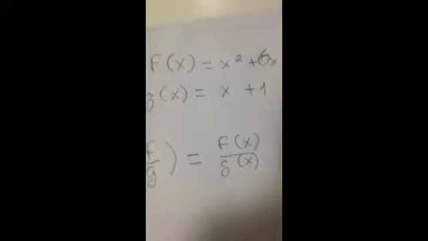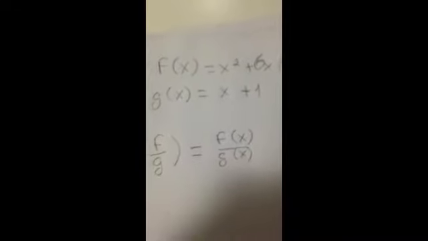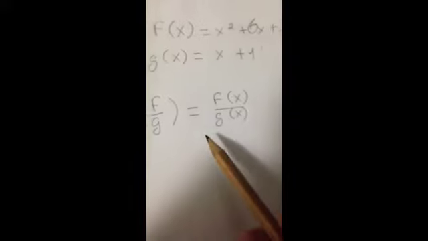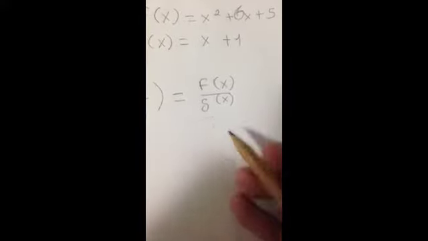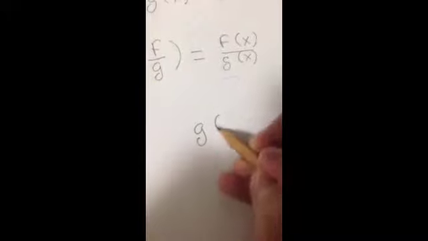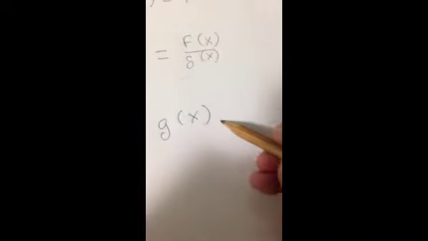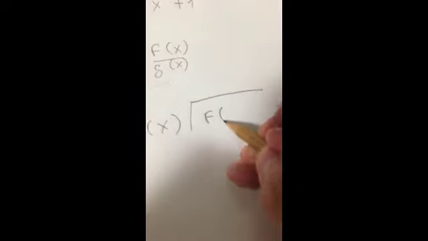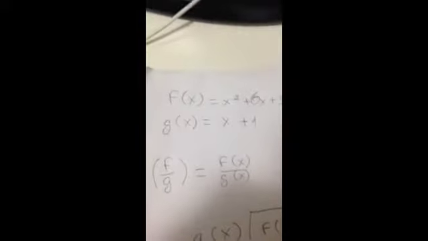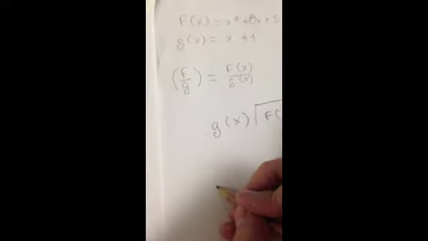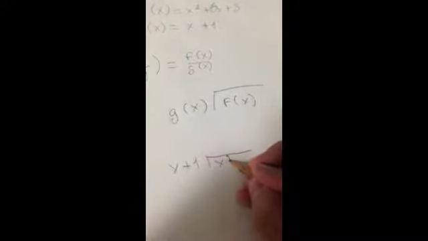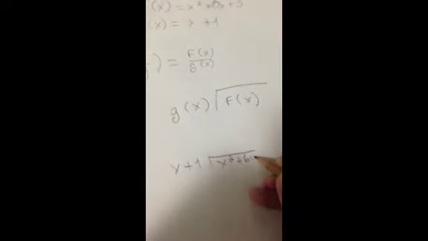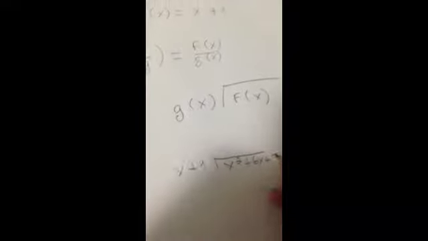So the second way to divide functions is to use long division. Instead of doing this, we will do the following: g of x, and we do the long division symbol, and we do f of x. So in this case, what will happen would be x plus 1, and that would divide x squared plus 6x plus 5.